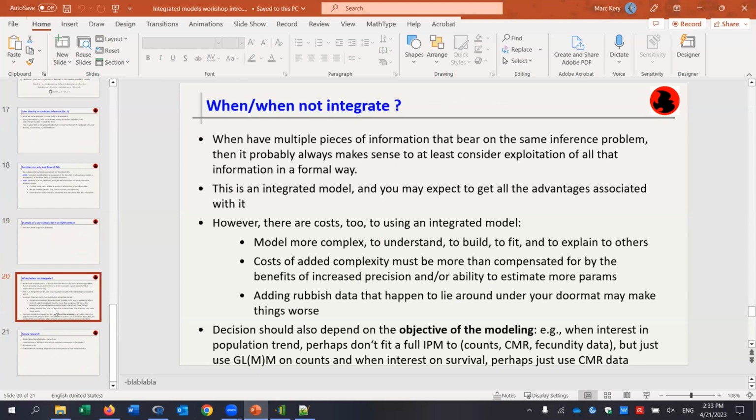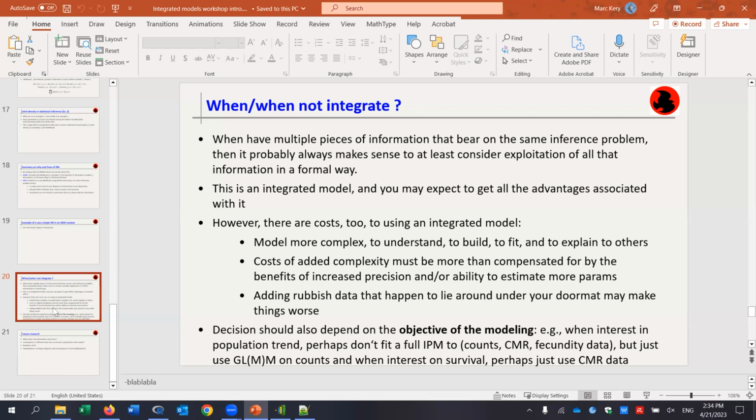So overall, we claim, and many people think, and I think that integrated modeling is good, because if you have multiple pieces of information on the same inference problem, meaning they have to do with the same parameter, then it probably always makes sense to at least consider exploiting all of this information in a formal way. This formal exploitation of different types of models and information is an integrated model, where you get all of the associated advantages, which is more precision. And sometimes, what I haven't shown here but which maybe Nicolas will show, and which is famous in integrated population models, by combining different types of data sets we can suddenly estimate certain parameters which are not estimable from the individual data sets alone.